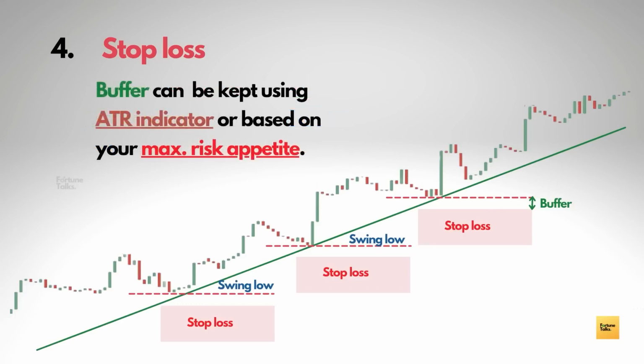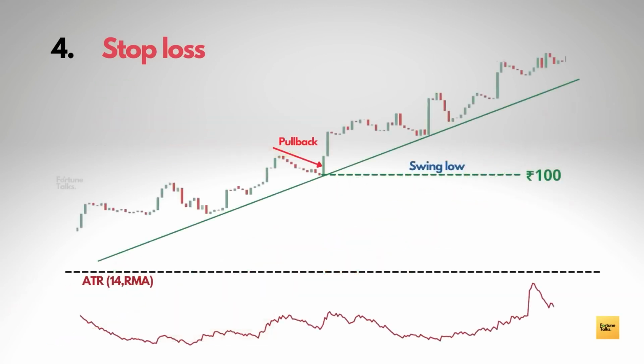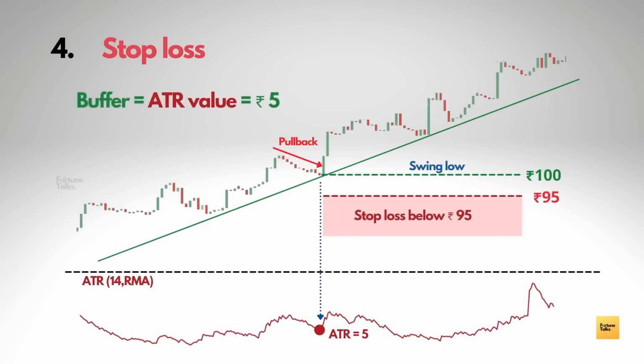For this purpose, you can either use the ATR indicator or you can even set it based on your risk-taking ability. Let's take a look at the ATR method briefly. Let us say the low of the pullback is 100 rupees. And let us say you pull out the ATR indicator and the average true range of the market is 5 rupees. You can simply take 100 rupees, which is the low of the pullback, and subtract 5 rupees, which is the value of the ATR at that specific period. Now your stop loss turns out to be 95 rupees, which sets a small buffer below the low of the pullback. Now a similar approach can be taken in case the market is on a downtrend.